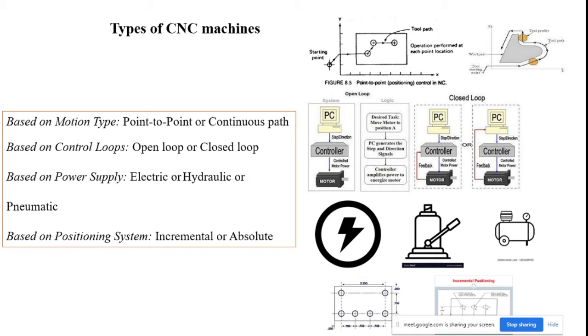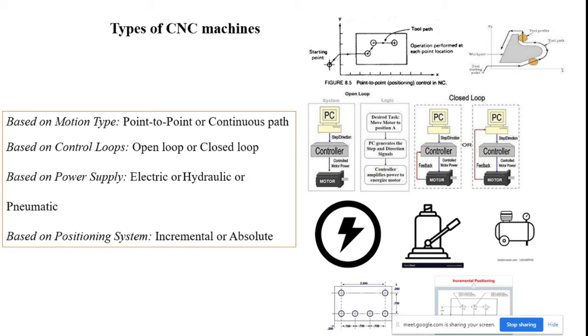Now we can categorize the CNC machines. How can we categorize the CNC machines? There are four types. One is based on motion type, the second is based on control loops, the third is based on power supply, and the fourth is based on positioning system. We can see every point.